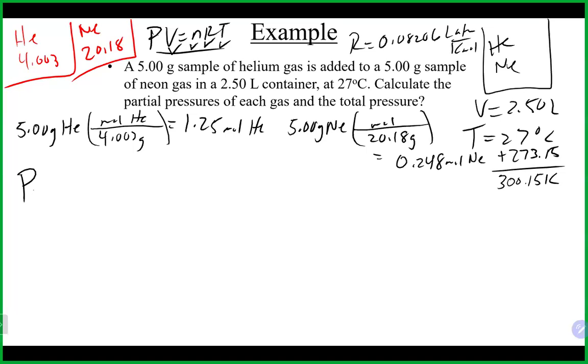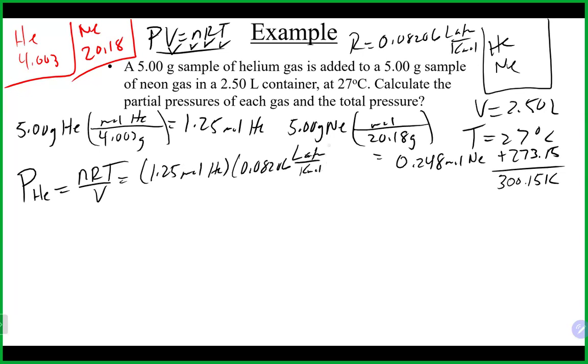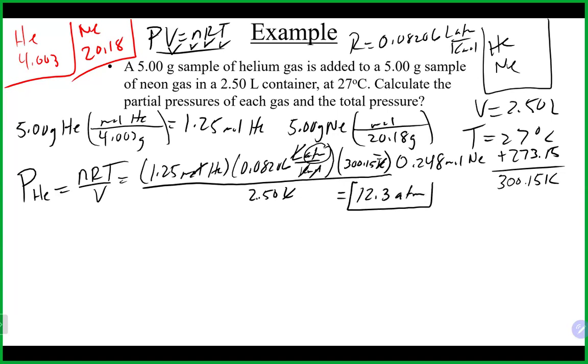We'll start with helium. And helium would be nRT divided by V, putting in our moles of helium, 1.25, our gas constant, and our temperature there, all divided by our volume of 2.5 liters. Liters will cancel, Kelvin will cancel, moles will cancel. Going to leave us atmospheres, which is good because that's the pressure. So 1.25 times 0.08206 times 300.15 divided by 2.5. Going to give us 12.3 atmospheres. That would be the partial pressure of helium in this case. Any questions on that calculation?